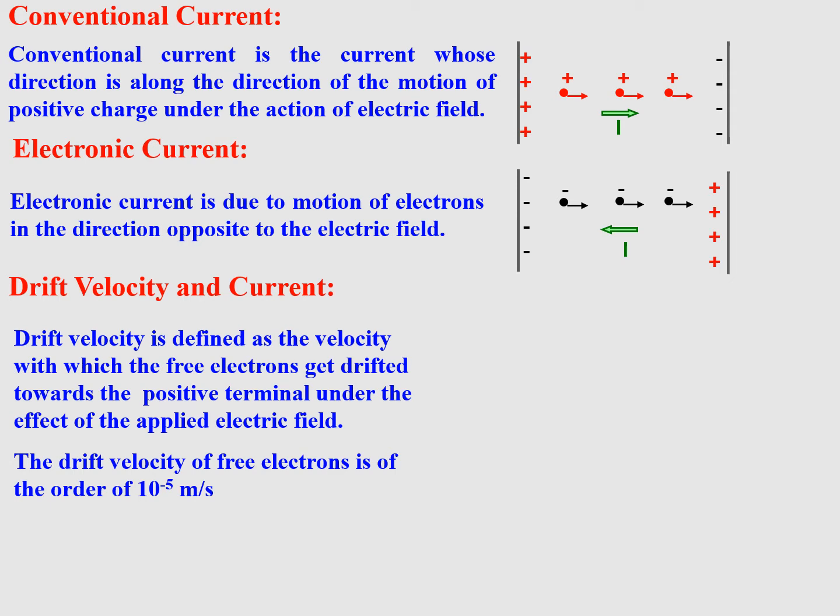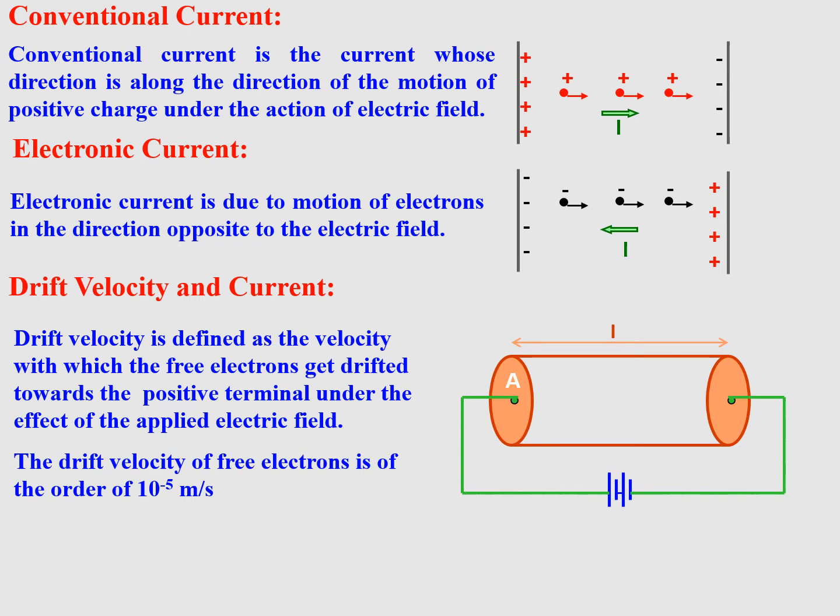We know that a conductor is a metal, and in a conductor there are many free electrons. These free electrons move randomly within the conductor and collide with each other. Due to the collisions, these electrons move randomly in different directions, because due to the motion and collision, the direction of motion changes.